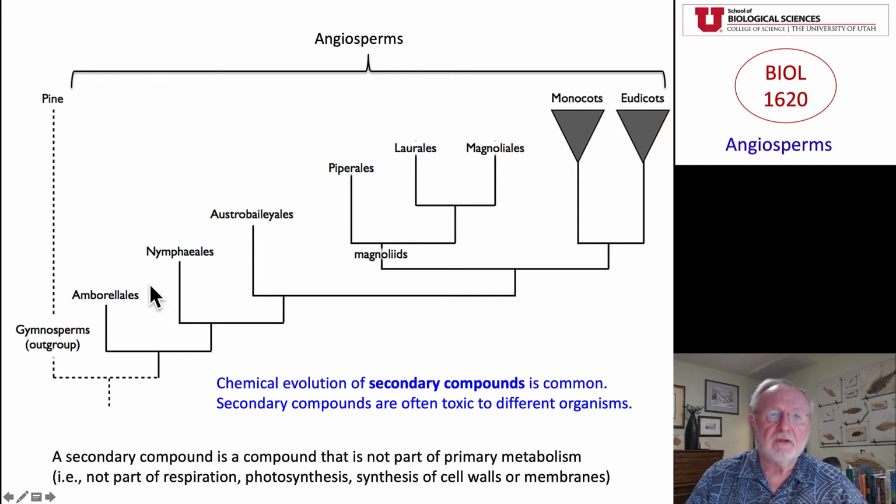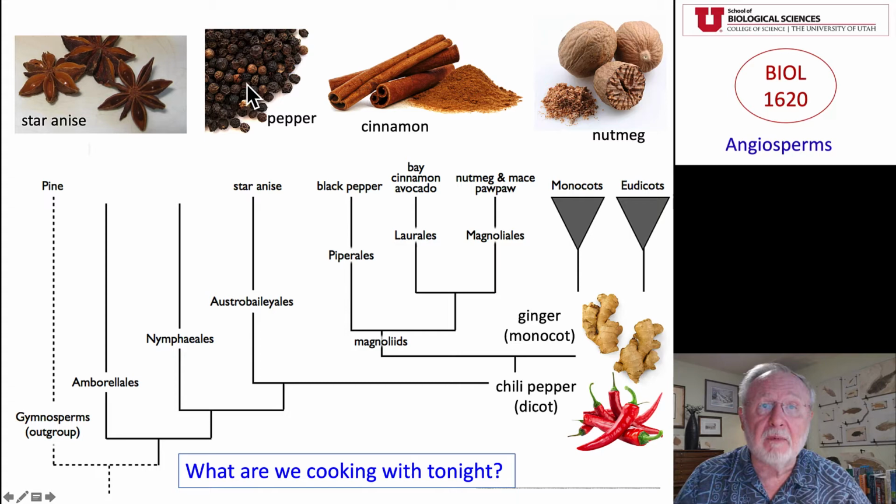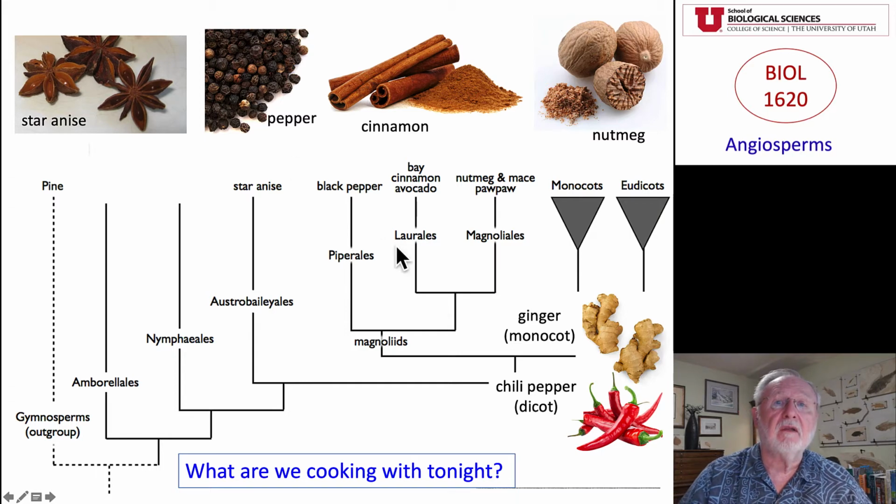All members of the angiosperms produce secondary compounds, and there's been a strong association in the evolution of plants, animals, and secondary compounds. We use these secondary compounds in our food every night. Within this group, we find star anise. Within this group, the piperales, we find the black pepper, part of our salt and pepper diet.